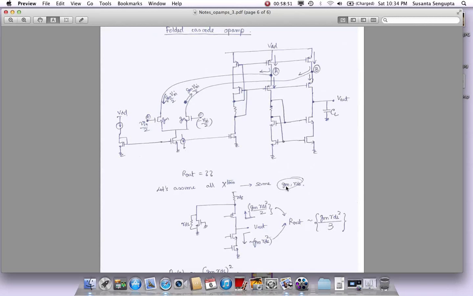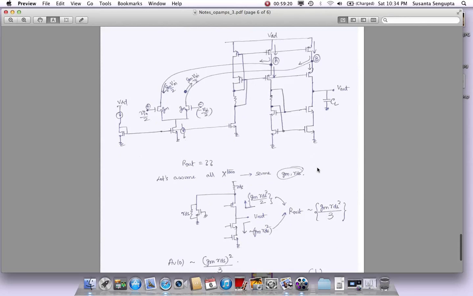I'm assuming that all these transistors have the same GM and RDS. Normally the output stage will be biased with a different current than the input stage in many cases, so you're not going to have the same GM in the input stage and the output stage, but here for simplicity I'm just assuming GM and RDS to be the same for all the devices. So let's look at what the output impedance is here. We know that these two currents are eventually making it up here and adding, but I need to know what the R out is to find the DC gain.